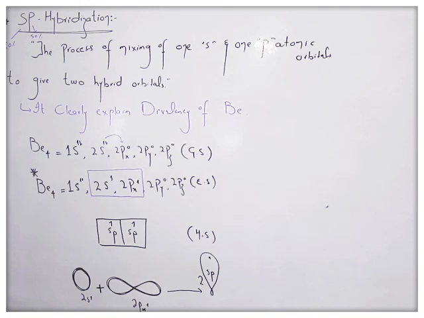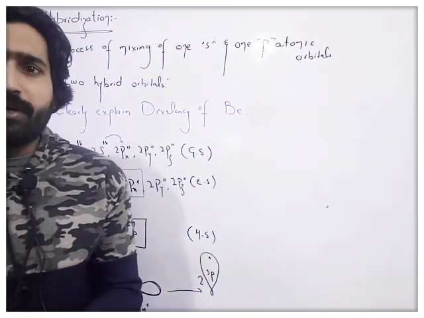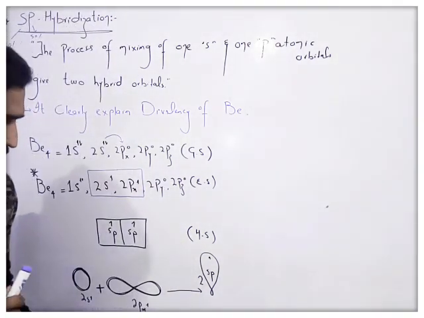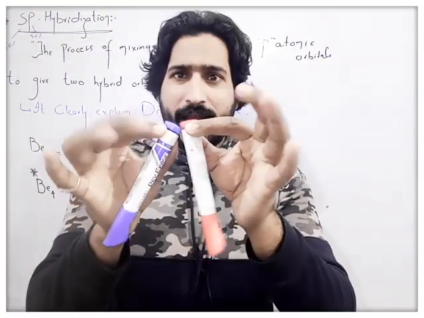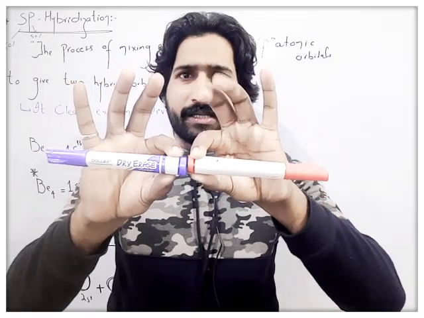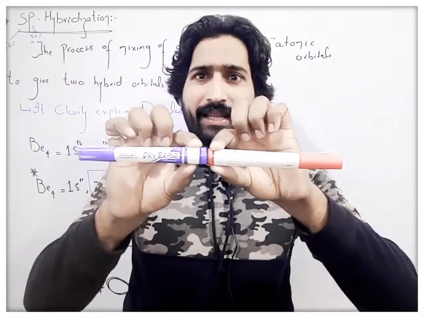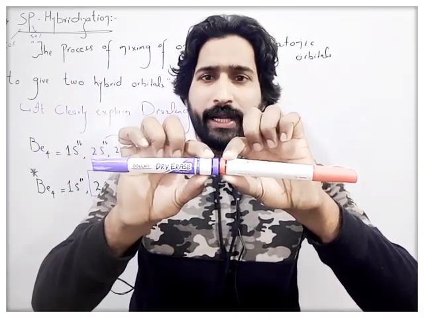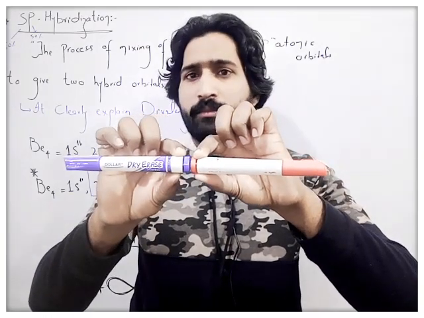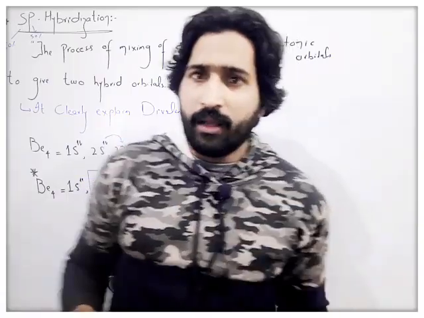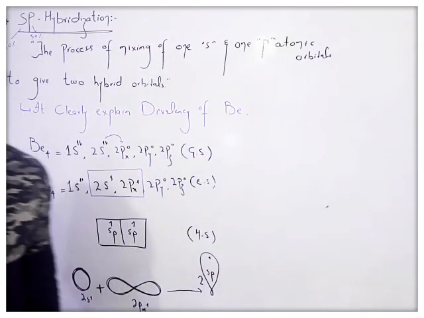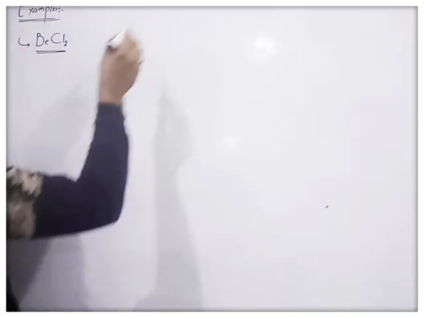Now these two sp hybrid orbitals orient in such a way that repulsion is minimized, and the repulsion is minimized at the angle of 180 and the shape will become linear. 180 and shape becomes linear. Suppose that the first example is beryllium chloride.